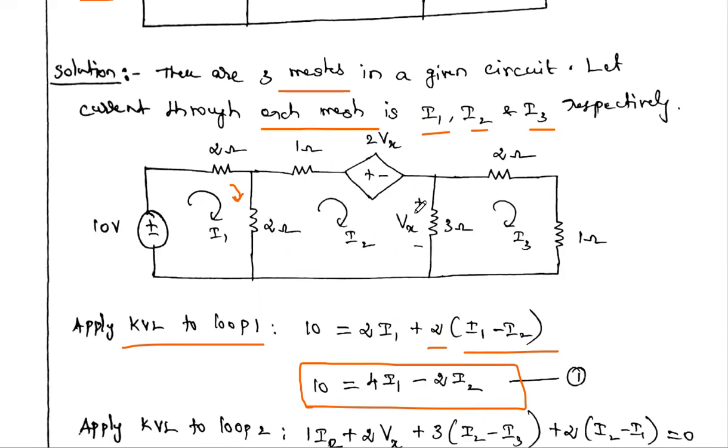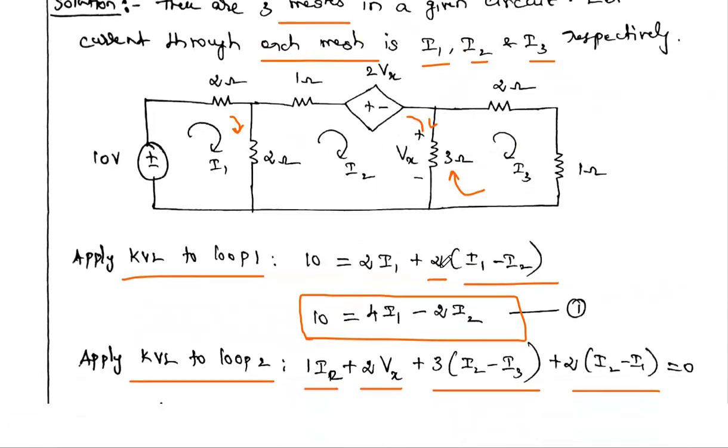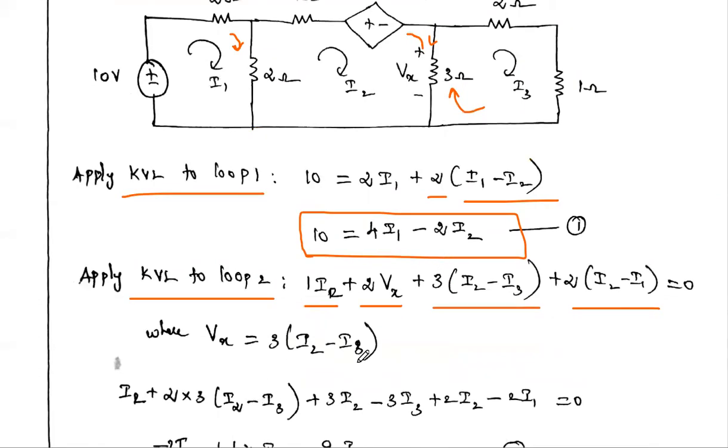So according to this diagram, what is the voltage across the 3 ohm resistor? It is 3 into I2 minus I3. Okay, so since this 3 ohm resistor is common for loop 2 and loop 3, that's why 3 into I2 minus I3.